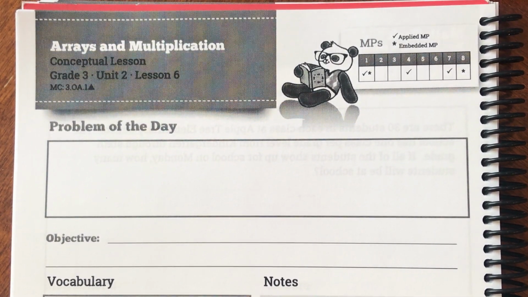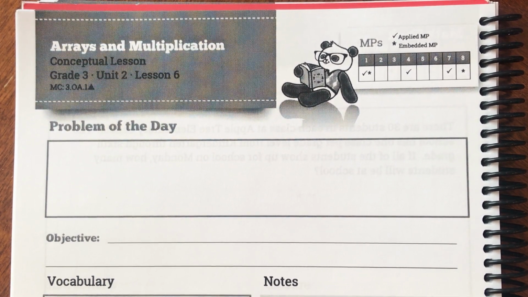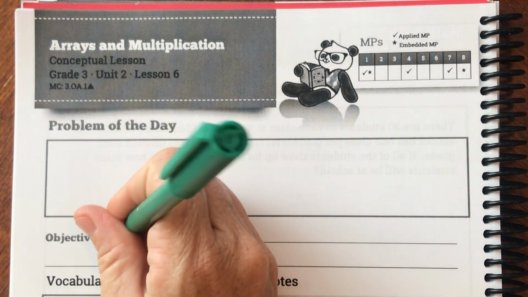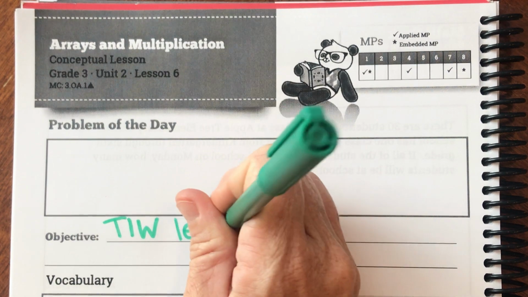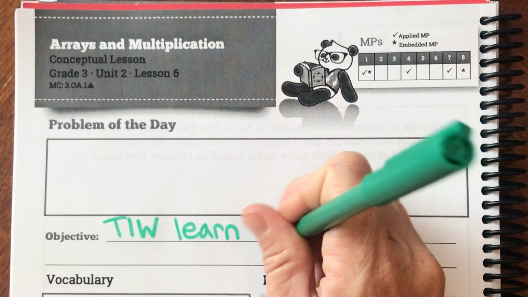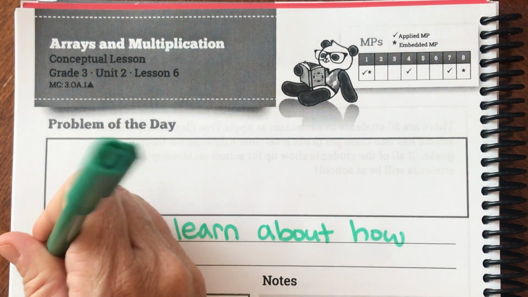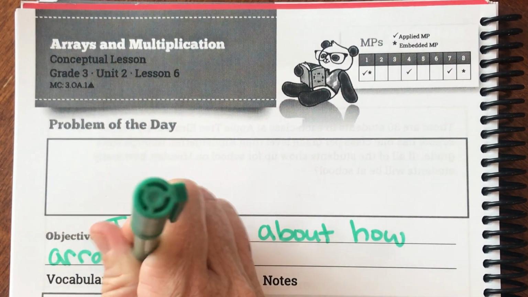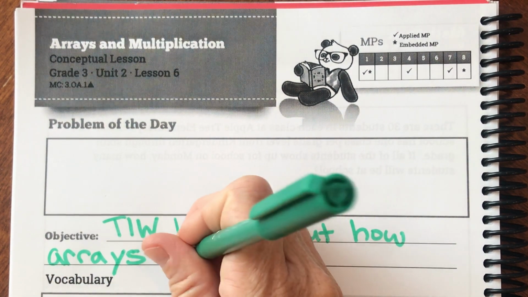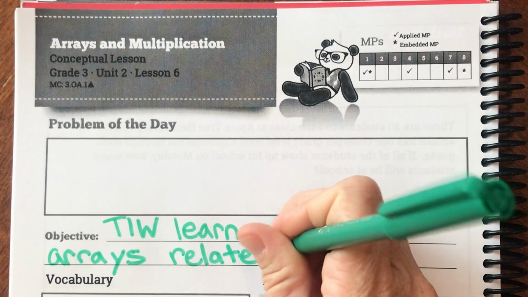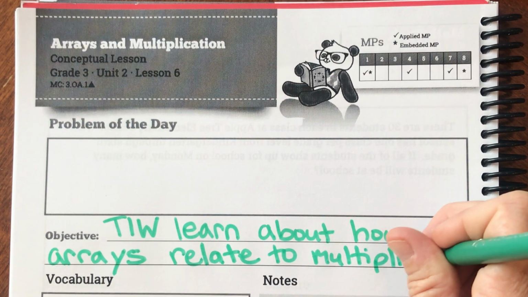Today we are on page 121 of your student journal. And our objective today is, today I will learn about how arrays, A-R-R-A-Y-S, arrays, relate to multiplication.